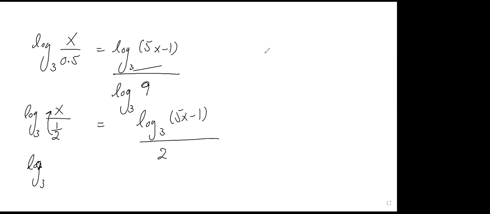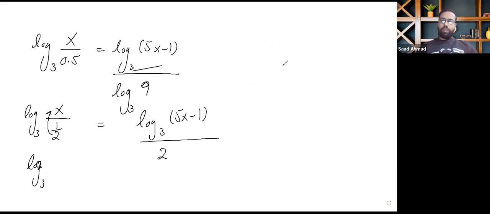Please mute. Because log tells us what is the power. What is the power of 3 that gives us 9? That's what the log is telling us. So 3 to the power 2 gives us 9. So that's why the answer is 2.